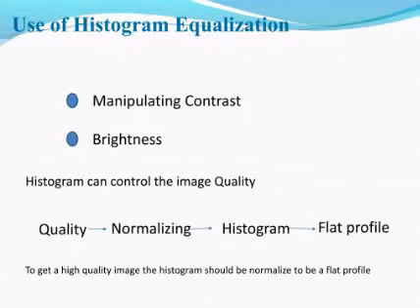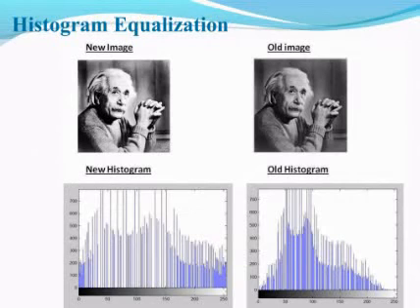Histogram can control the image quality. The quality of the image is normalized, and then the histogram has a flat profile. To get a high quality image, the histogram should be normalized to be a flat profile. An example of histogram equalization is shown.